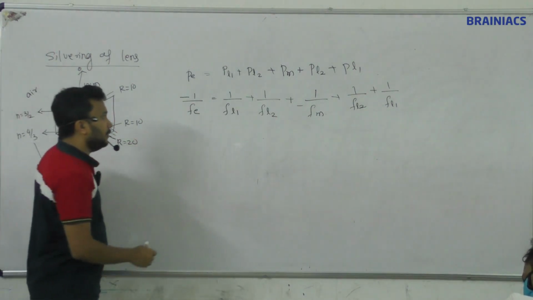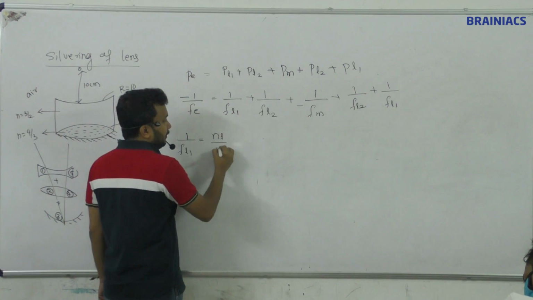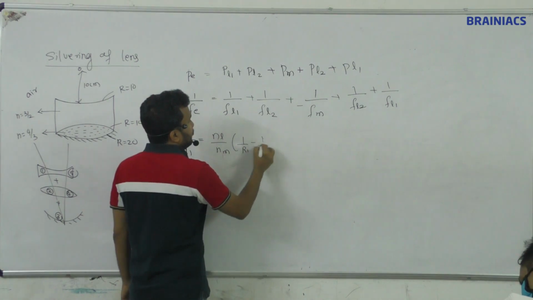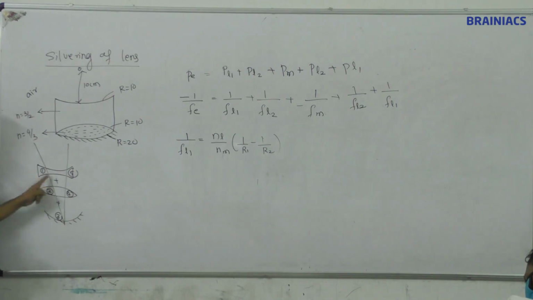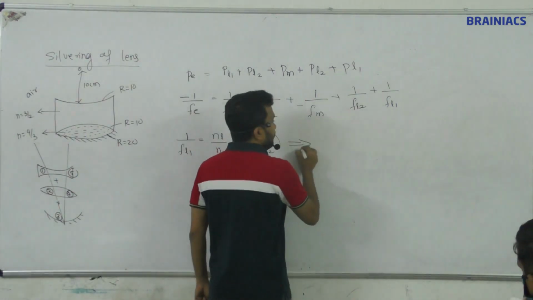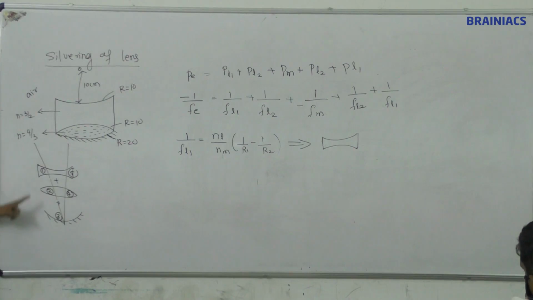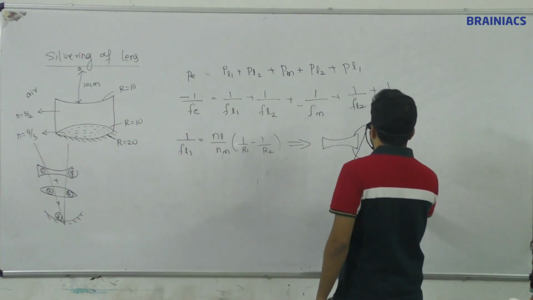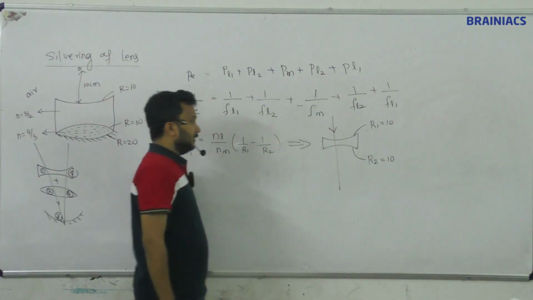Now we'll find out 1 by FL1. What is 1 by FL1? It equals (NL divided by NM minus 1) into (1 by R1 minus 1 by R2). FL1 means what? This is the concave lens. We are using this for the concave lens, with two radii of curvature, R1 and R2. R1 equals 10, R2 equals 10, but the light rays are coming like this. Now we'll apply the formula.